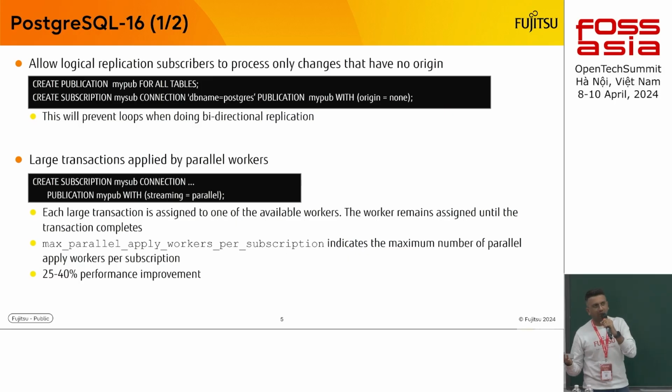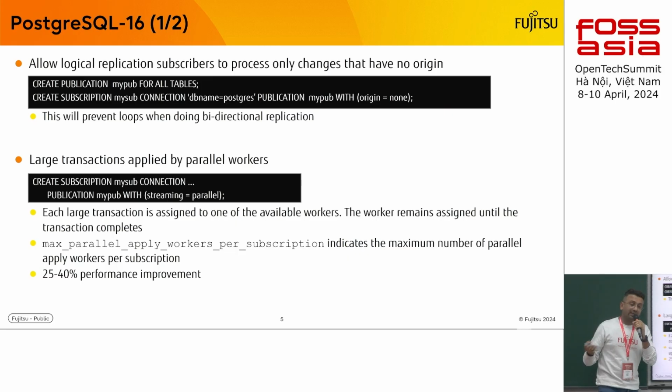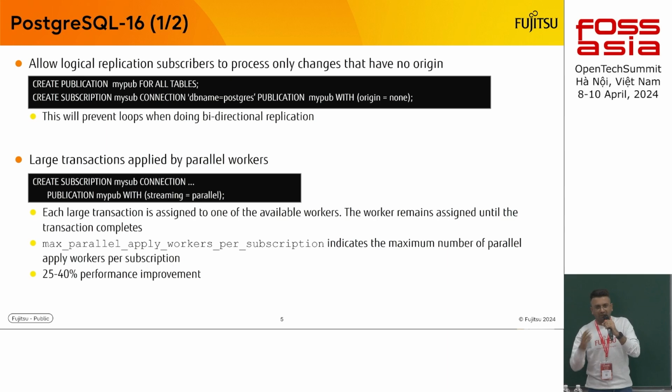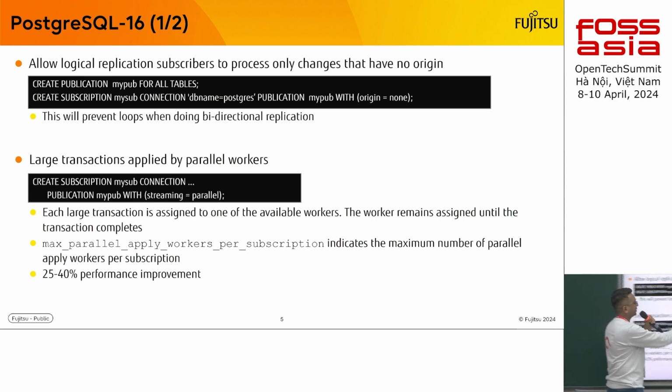Definitely there is no DDL and sequences are there. There is no logic of resolving the conflict as well, but still we are able to achieve some sort of basic bidirectional replication. Next one is the large transaction handling mechanism.